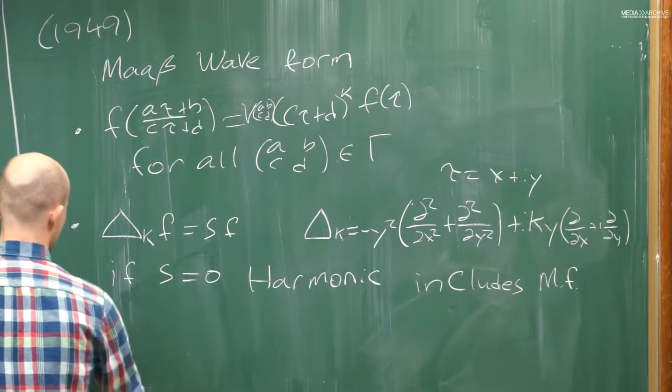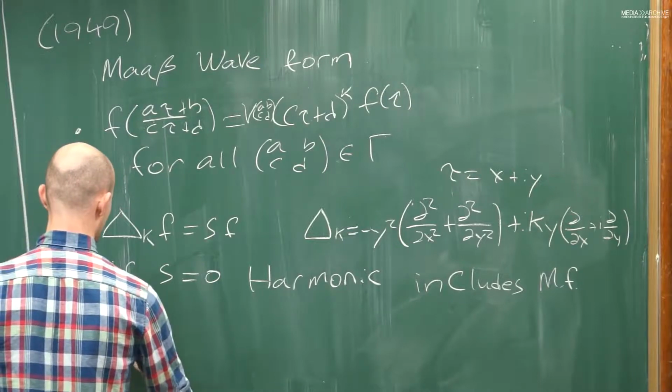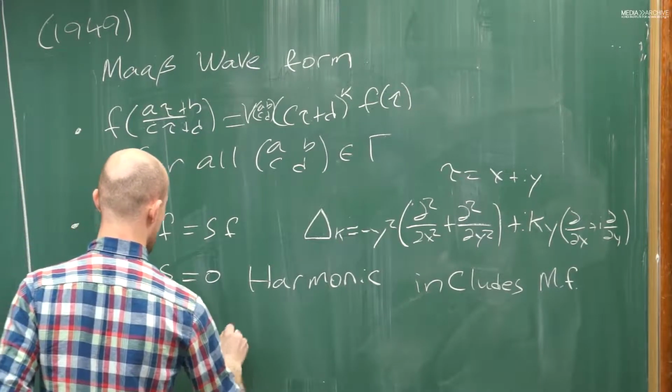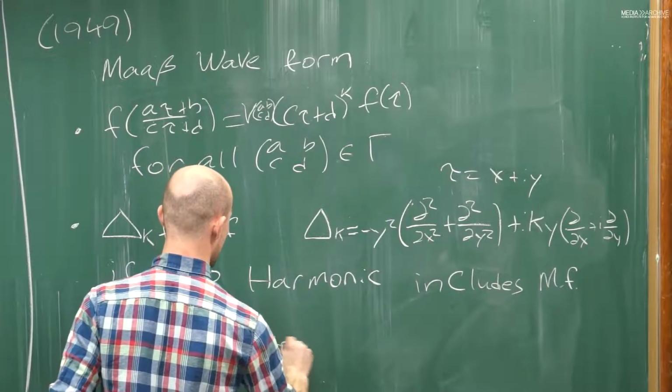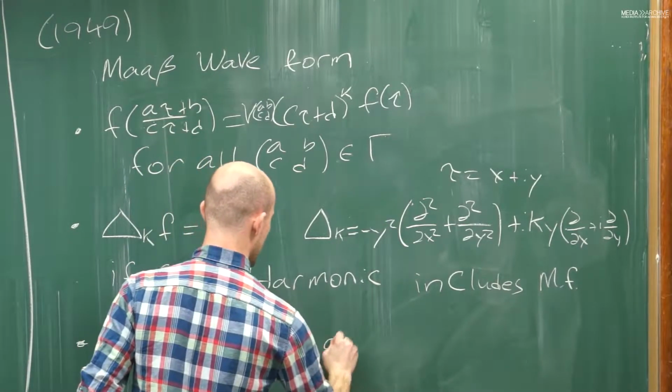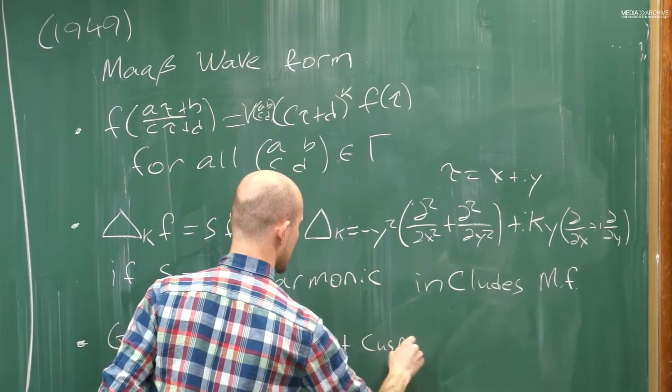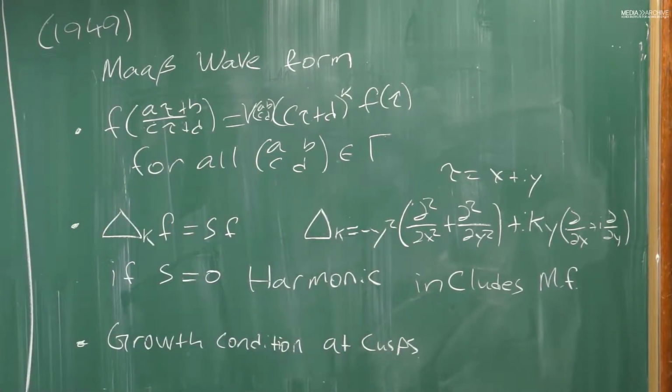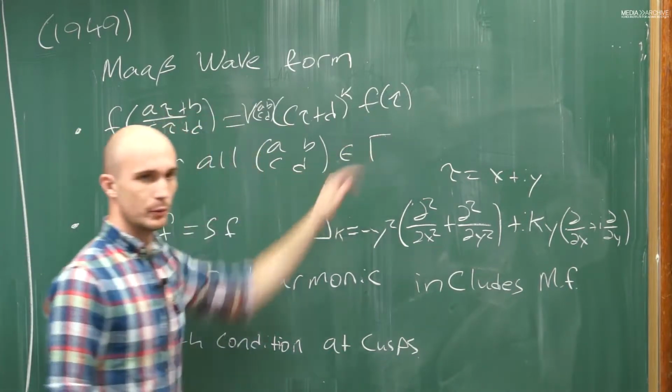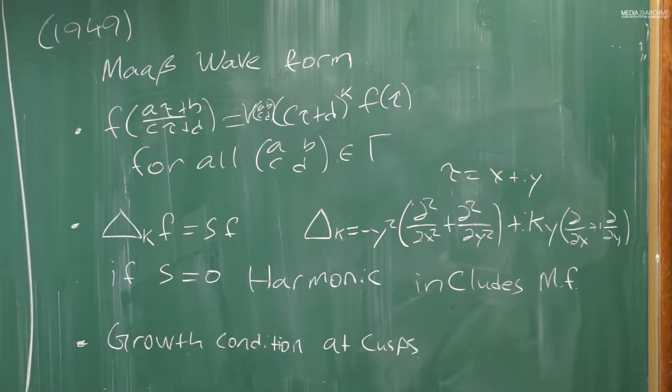Usually we also have some growth condition at cusps. Are you specifying what gamma is? Right now, no. We'll say that it's a Maass waveform for some group gamma. For our purposes, it's going to be some congruence subgroup, or something similar to what we looked at yesterday for the moonshine groups. But yes, just some subgroup of SL2Z or SL2R.